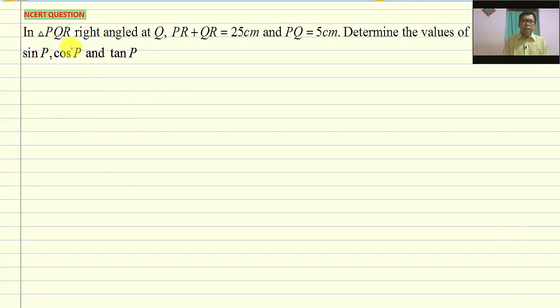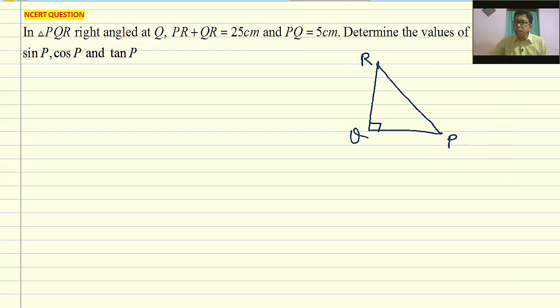In triangle PQR, right angled at Q. I want to draw a triangle first of all. Suppose this is a right angle triangle PQR, and it is said that the right angle is at Q, that means this angle is equal to 90 degrees. And PR plus QR is equal to 25 centimeter. What is given? PR plus QR is equal to 25 and PQ is equal to 5 centimeter. This is 5 centimeter.